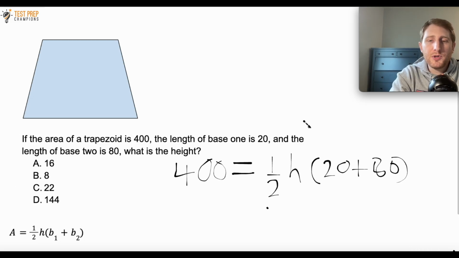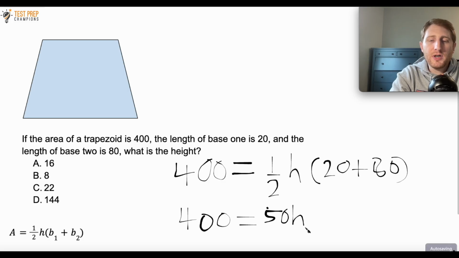So when I plug numbers in, I get 400 equals half times h parenthesis 20 plus 80 parenthesis. Now, just note that you'll still get the same answer if instead of doing 20 plus 80, you put 80 plus 20. So just keep that in mind here. But anyway, what I'm going to do next is 20 plus 80, and then I'm going to divide by 2. So what is 20 plus 80 divided by 2? Well, 20 plus 80 is 100, and then if I divide by 2, I get 50. So I'll now have 50 times h.